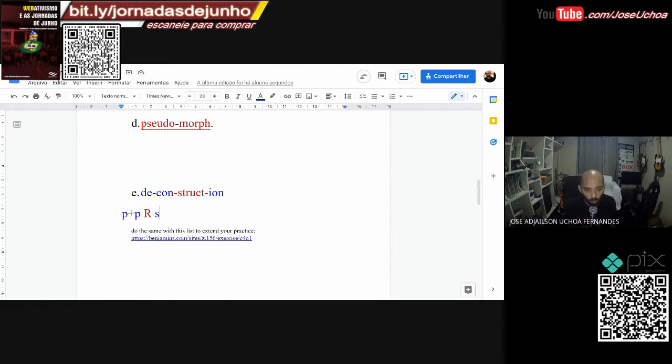Deconstruction. De meaning, again, undo; con, put together; struct, structure; and ion, related to structure. Struction does not exist as a word, but we know it is something related to a structure. Construction is something related to putting things together around a structure. And deconstruction is just the opposite. It's like removing elements of a structure, elements that were previously arranged together.